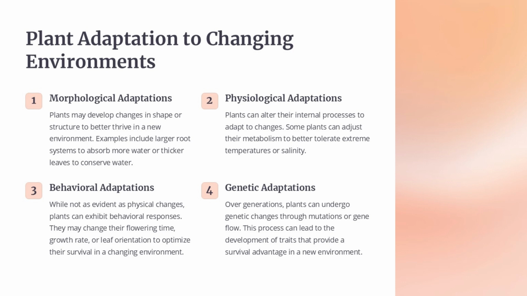Behavioral adaptations are less obvious, but include things like changes in flowering time or leaf orientation. Genetic adaptations occur over generations as plants undergo mutations or gene flow, leading to advantageous traits. These diverse adaptations help plants survive and succeed as their environments shift and change.